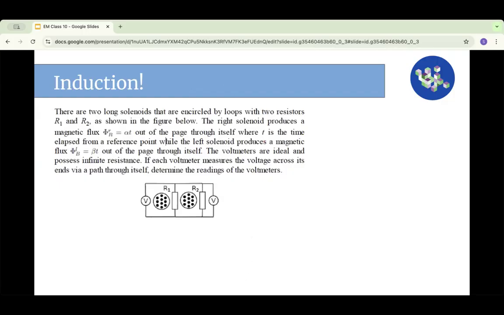So there are two long solenoids that are encircled by loops with two resistors R1 and R2 as shown in the figure below. The right solenoid produces a magnetic flux, flux equals alpha times t out of the page through itself, where t is the time elapsed from a reference point. While the left solenoid produces a magnetic flux, flux equals beta t out of the page through itself. The voltmeters are ideal and possess infinite resistance. If each voltmeter measures the voltage across its ends via a path through itself, determine the readings of the voltmeters.